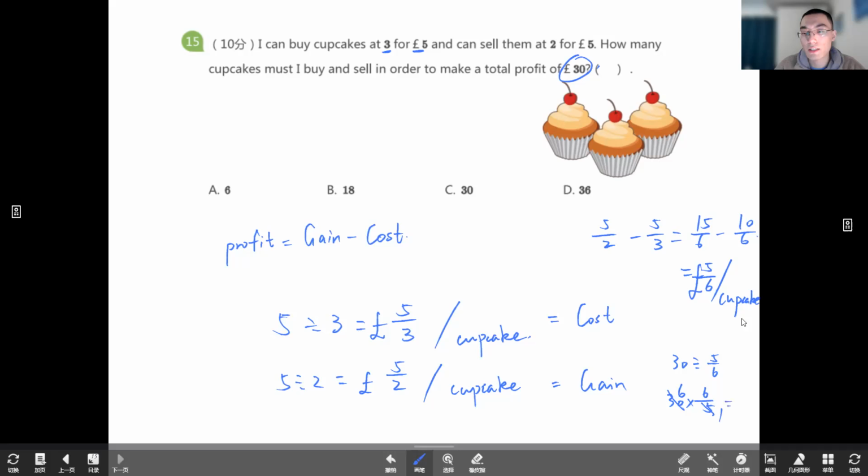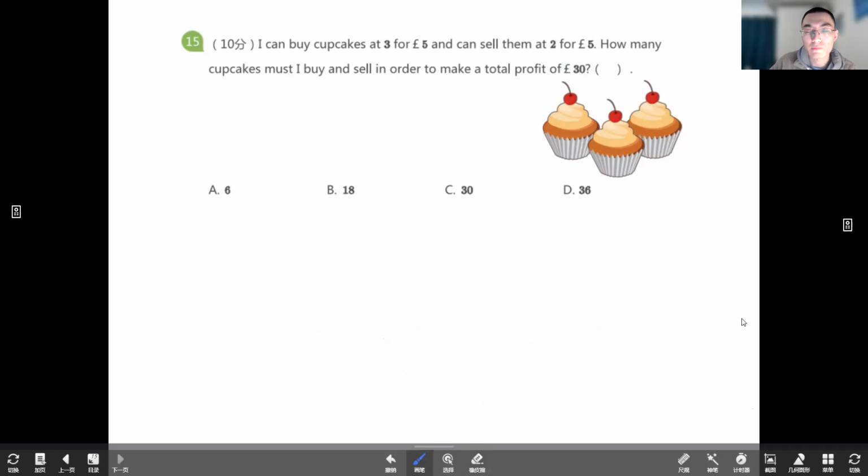The 6 times 6 is 36. So the answer is 36 cupcakes. I need to buy 36 cupcakes and sell them in order to make a profit of 30 pounds. So the correct answer is D. That's method number 1. Let me clear the board and show you method number 2.